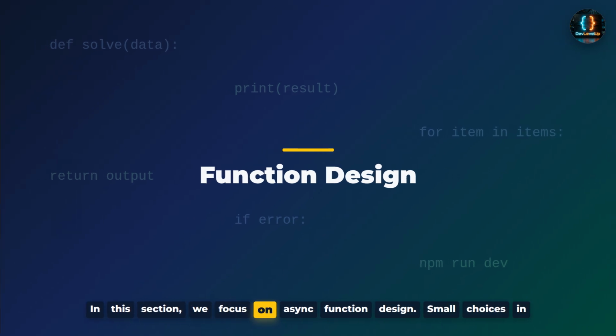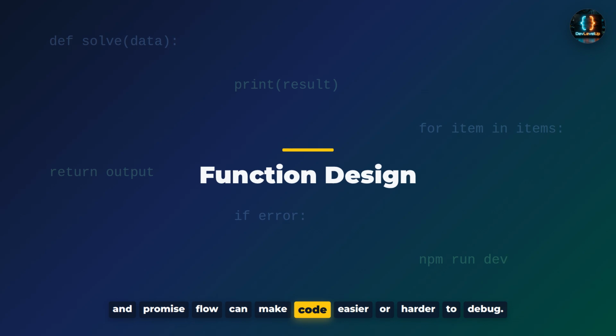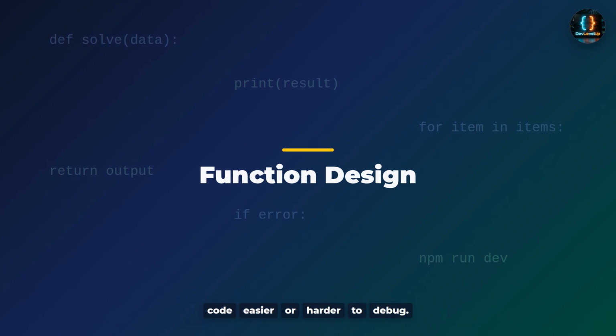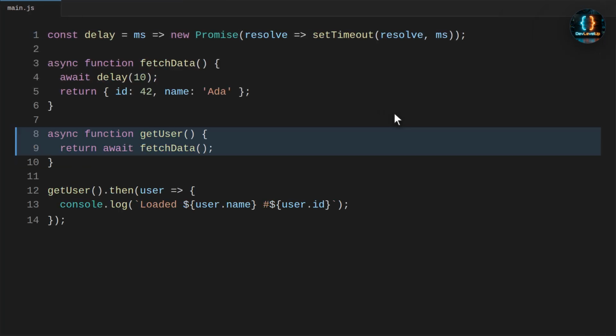In this section, we focus on async function design. Small choices in wrappers and promise flow can make code easier or harder to debug. Imagine this as a tiny API client method that only forwards data from another function. We write return await here, then run the script and see that the data prints correctly.